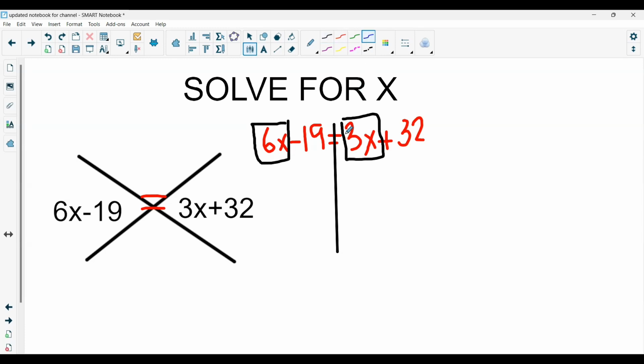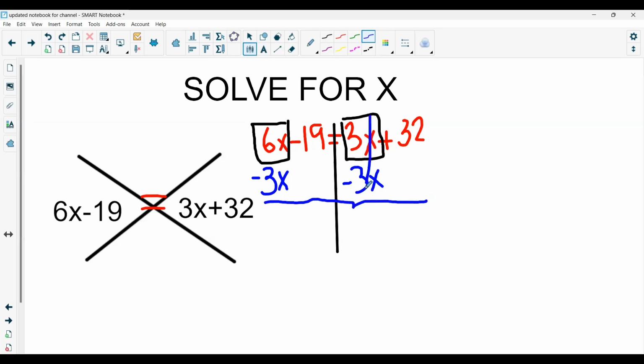And the way that I do this is I just remove the smallest one. So what's smaller, 6x or 3x? 3x is. So the opposite of positive 3x is minus 3x. And if I do it to one side, I have to do it to the other. Now you could have moved the 6x if you wanted to. You would have gotten the same answer that we're going to end up getting. I just think it's easier to move the smallest variable.